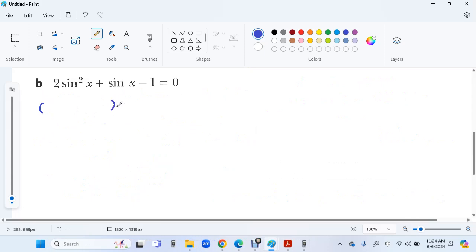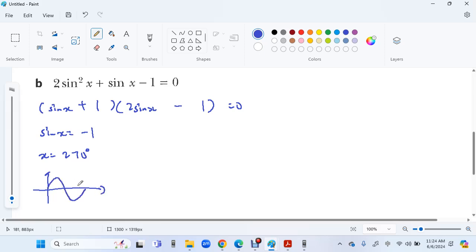Okay, so we do the factorization here. So we have (sin x + 1)(2 sin x − 1) equal to 0. Then we have sine x equal to negative 1. Then x will be 270 degrees. Why? Because on the graph, this is 270 and it is negative 1. So only one solution here. For the values of sine and cos when it is 0, 1 or negative 1, I will get the value from the graph.